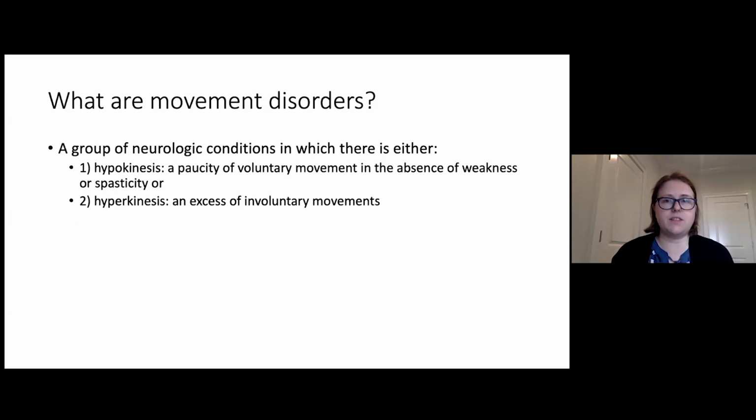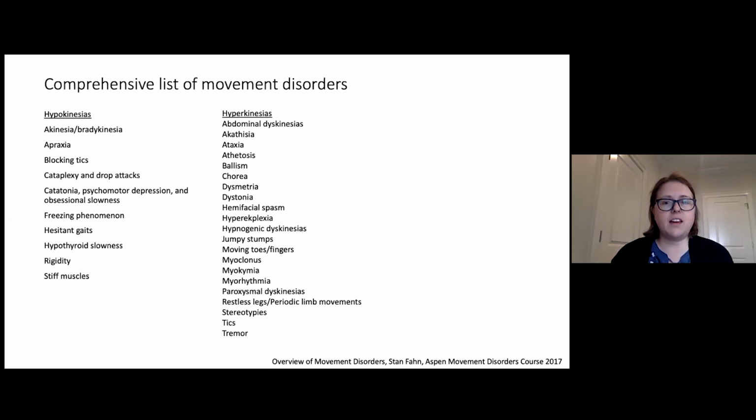So I like to start with a definition. What are movement disorders? Movement disorders are a group of neurologic conditions in which there is either hypo or hyperkinesis. And these definitions are important. We define hypokinesis as a paucity of voluntary movement in the absence of weakness or spasticity, and hyperkinesis as an excess of involuntary movements.